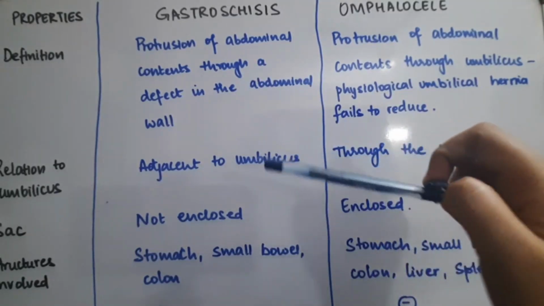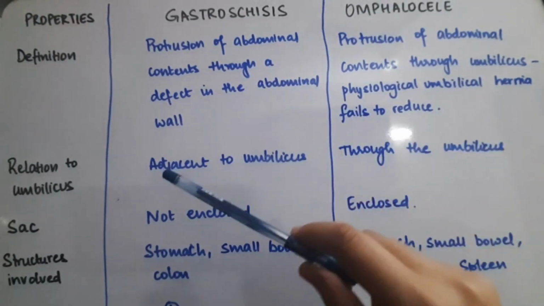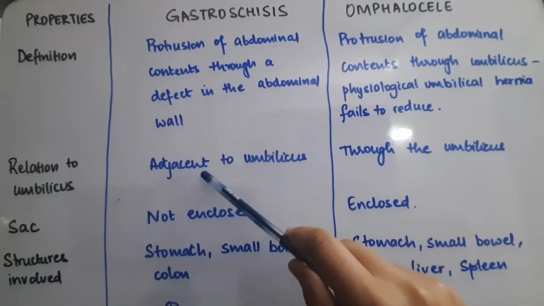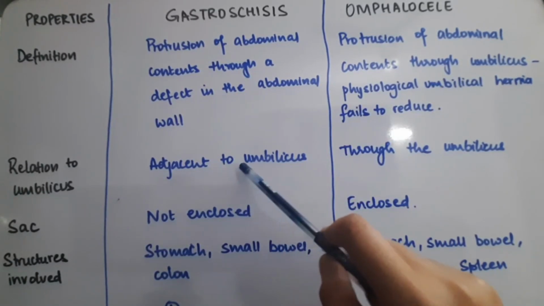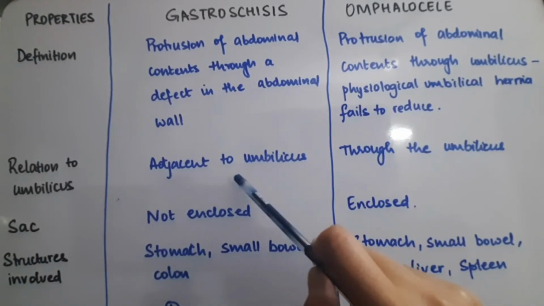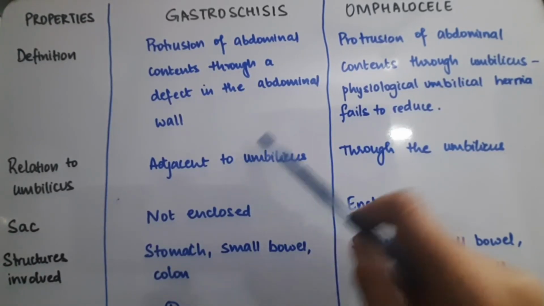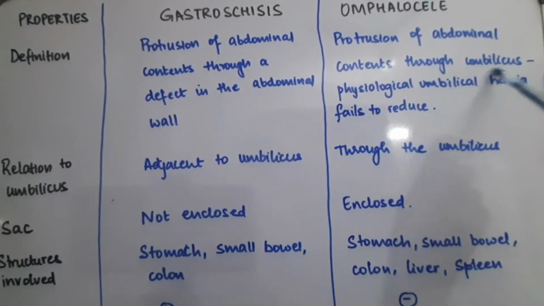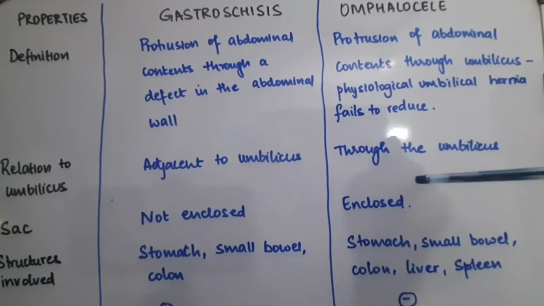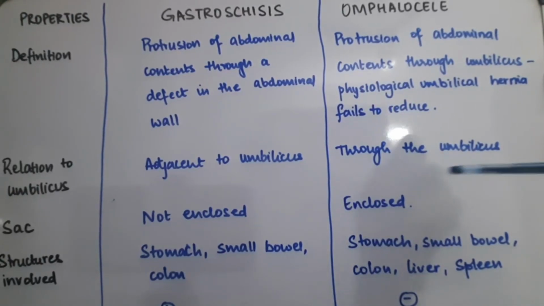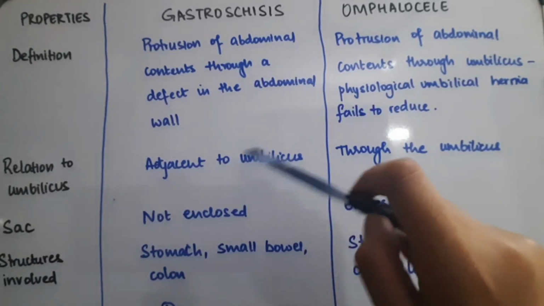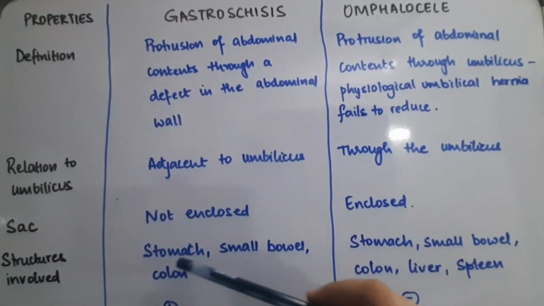the abdominal wall. Now, if you look at the relation to the umbilicus, in gastroschisis, the defect will be adjacent to the umbilicus. It will be para-umbilical, just next to the umbilicus. Whereas in omphalocele, it will be through the umbilicus. As I mentioned in the definition, this defect will be through the umbilicus. So the contents will herniate out through the umbilicus, and in gastroschisis, it will be adjacent to the umbilicus.